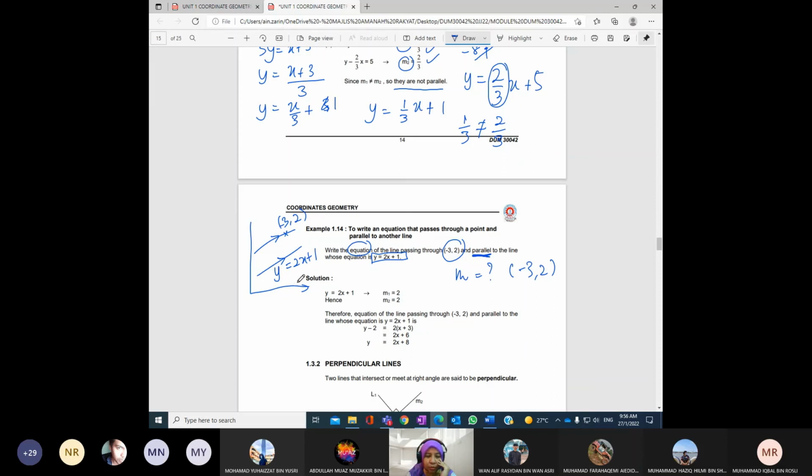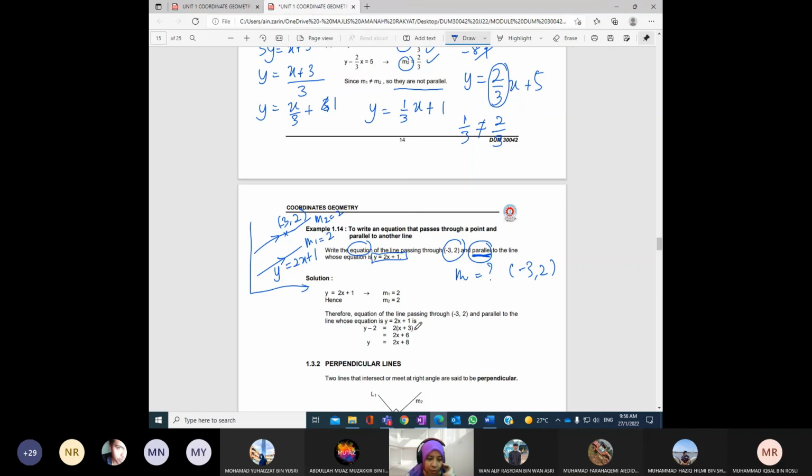Y sama dengan 2x tambah 1. Okey, maksudnya you faham gradient di sini adalah 2. Betul? Gradient untuk line ini adalah 2. Jadi telah diberitahukan bahawa gradient di sini adalah sama melalui information parallel to the line. Dia parallel to the line which is this line. So maka kita tahu maknanya gradient untuk equation yang kita sedang cari adalah sama dengan 2.